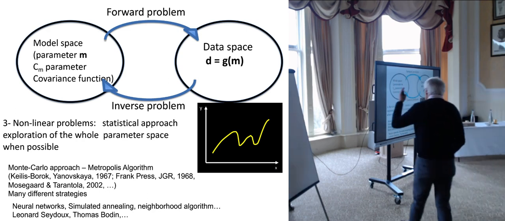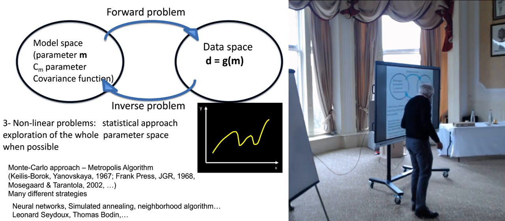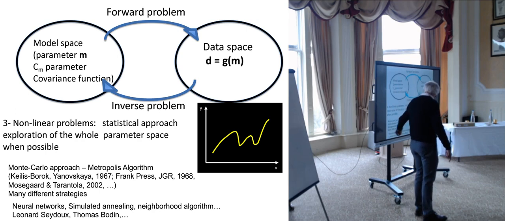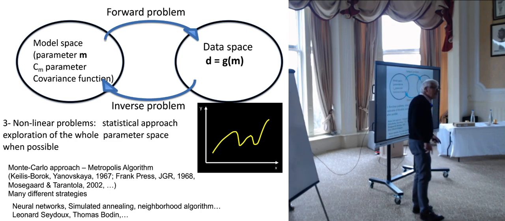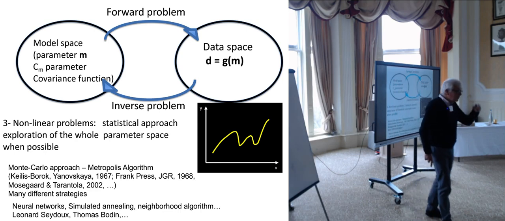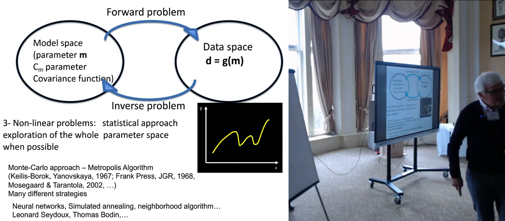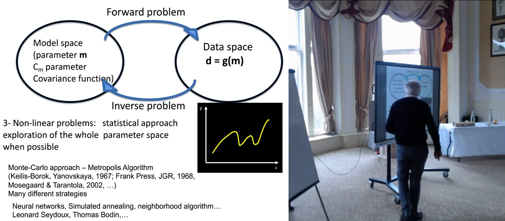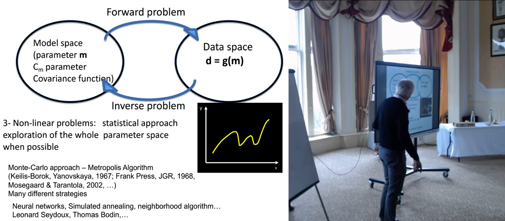We can use Markov chain Monte Carlo inversion, and there are a lot of different techniques. This week, I only mention some of them: neural network, simulated annealing, neighborhood algorithm, and so on. And Léonard Seydoux and Thomas Baudin will probably develop this part on solving complicated nonlinear problems.